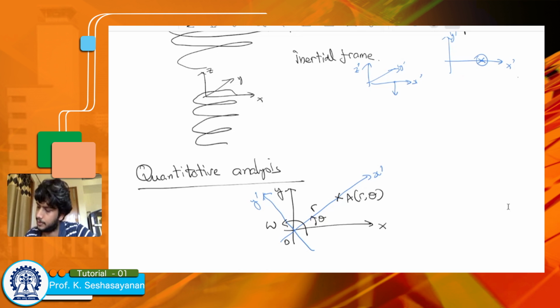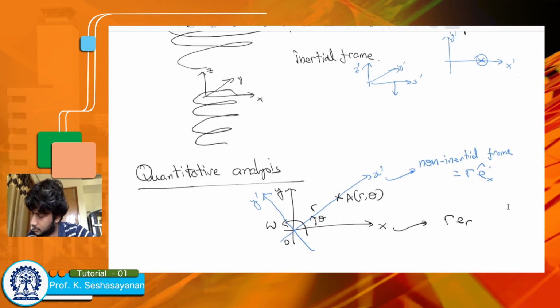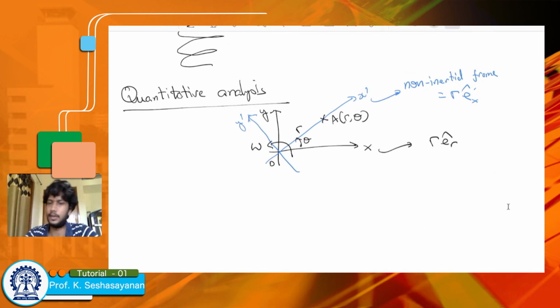Whereas in the non-inertial frame, its position is nothing but r times e x prime. That's it. Whereas in the inertial frame, let's say at t equal to 0, its position is given by r e_r hat. The e_r hat is the direction along the x prime direction as measured on the axes x and y. Now let's go to part A.